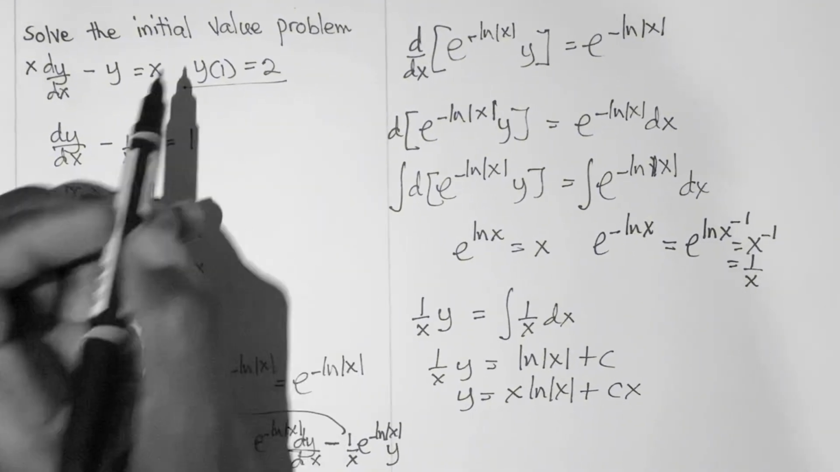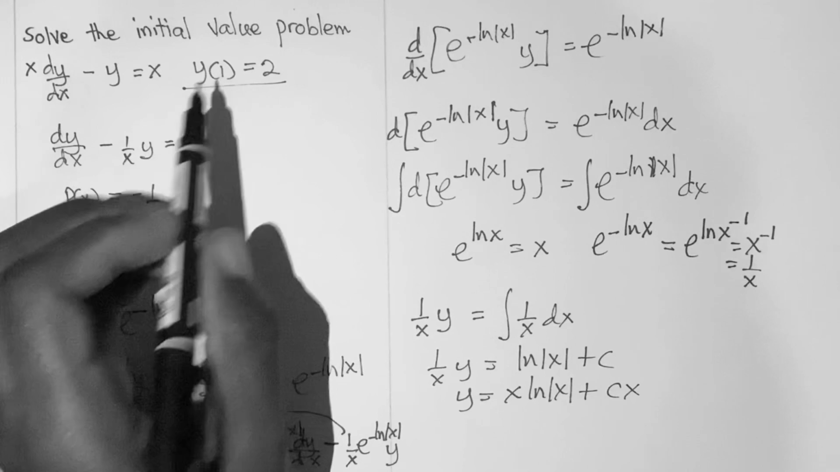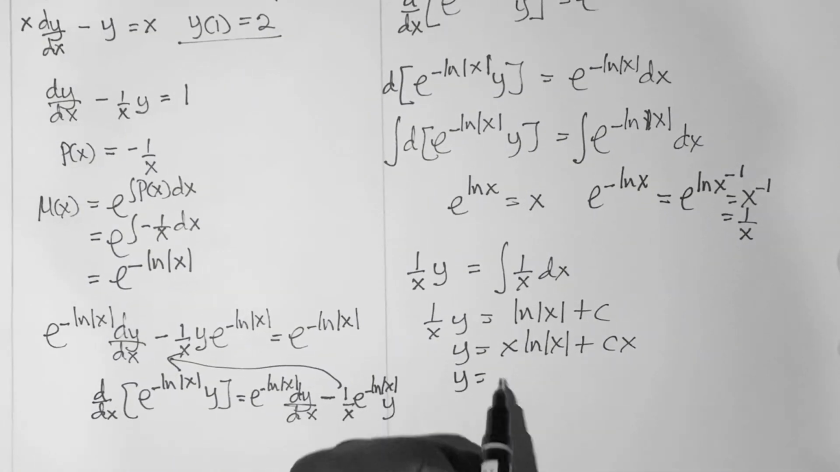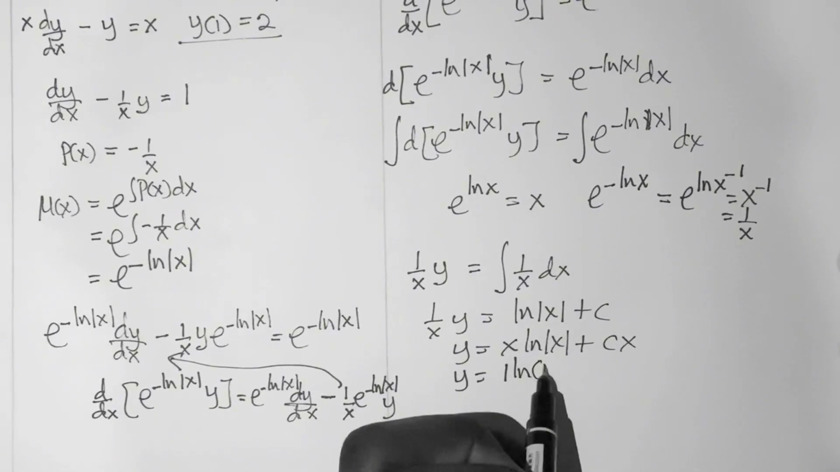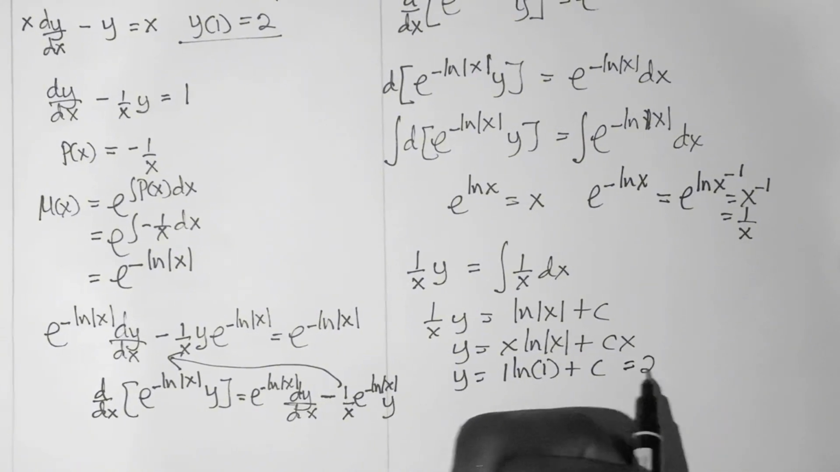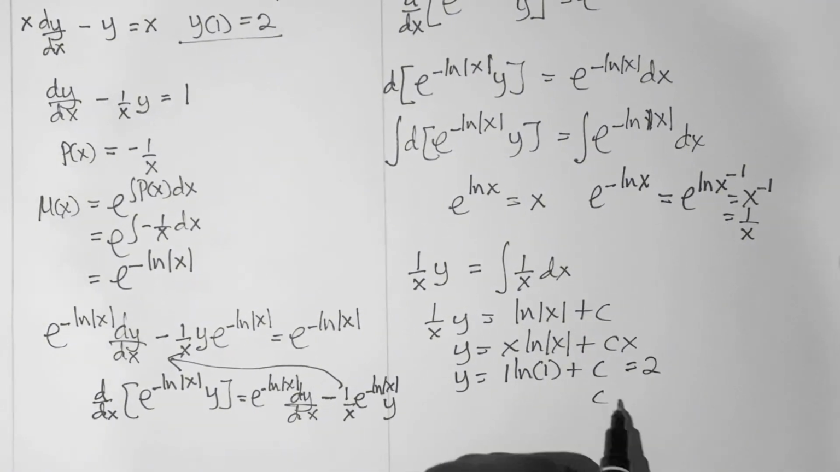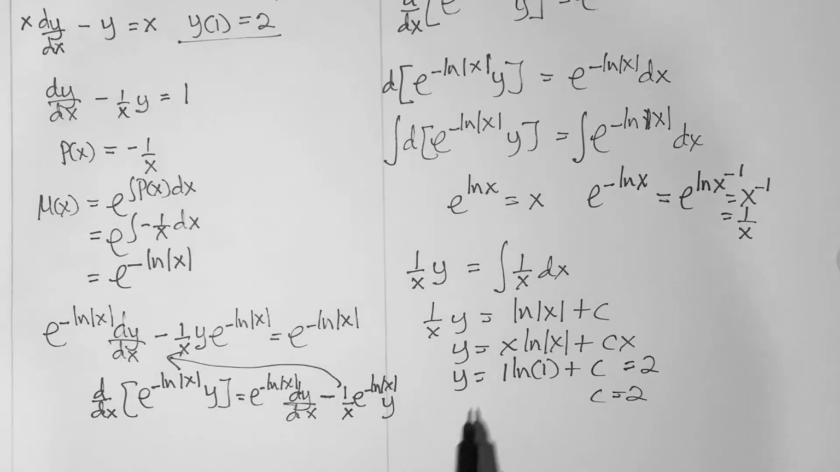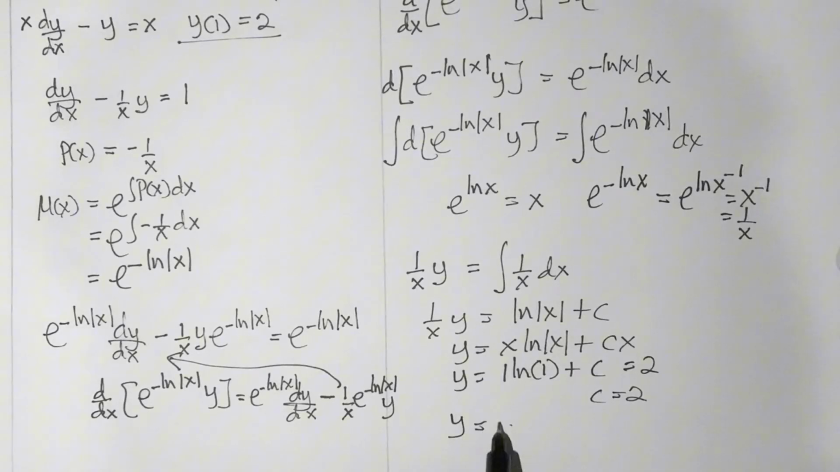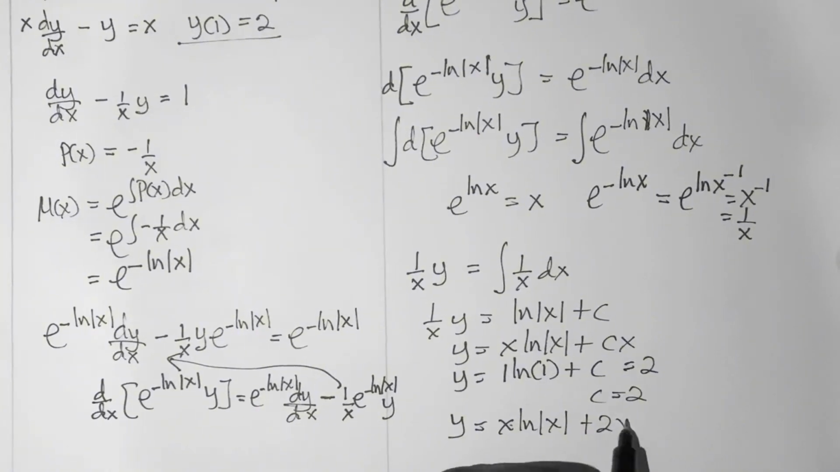However, we're given the boundary condition y of 1 is equal to 2. It means that wherever we see x, we need to replace it with 1. So y is equal to 1 times the natural log of 1 plus c times 1, which is c, and this is equal to 2. So the natural log of 1 is 0, so it implies that c is equal to 2. And therefore, the equation becomes y equals x natural log of the absolute value of x plus 2x.